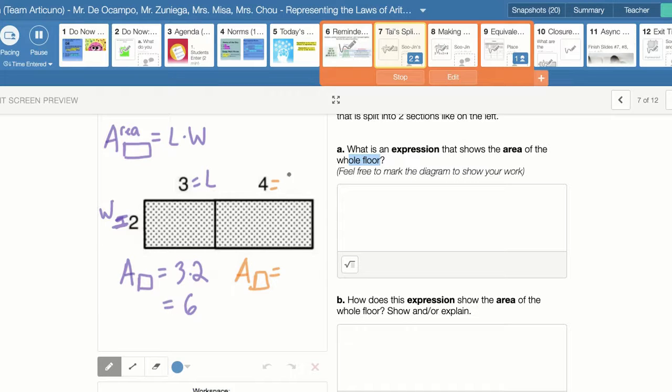I know this is the length. What's the width? I don't know what the width is. Okay. They don't give a number. So what are we gonna do?